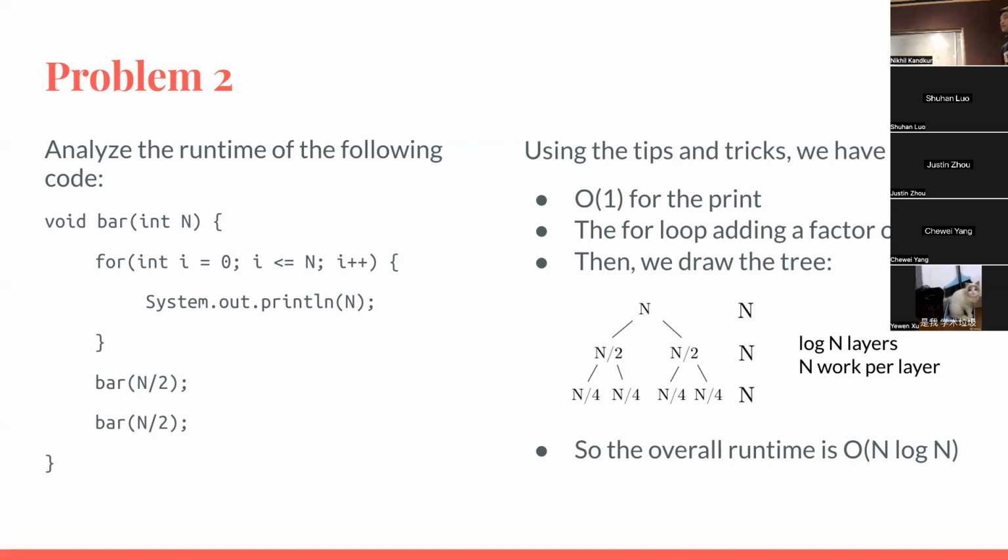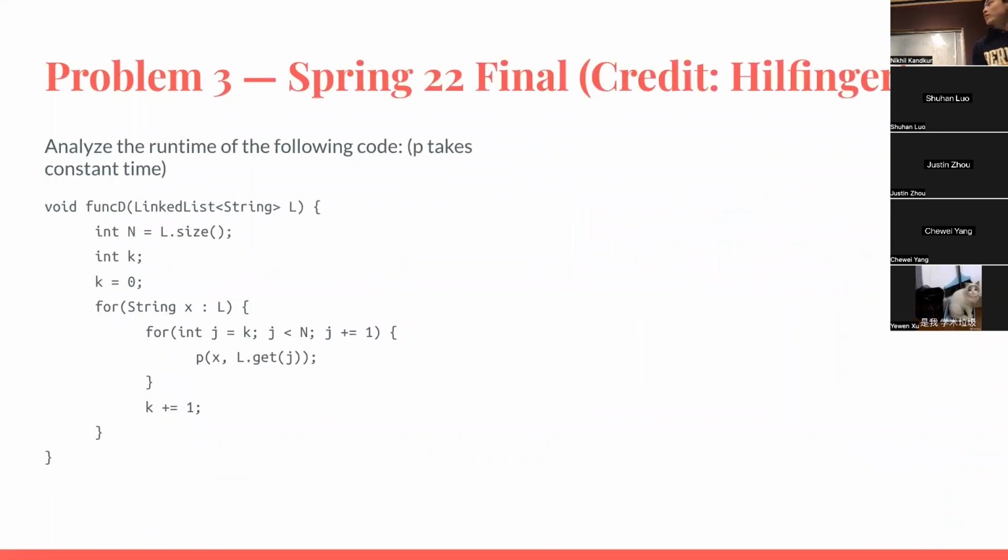All right, so these last two problems kind of gave you some sense of how to use them. So let's see how we can apply these tips and tricks to an actual exam problem. This next problem is from the spring 22 final, and credit goes to Paul Hilfinger for this question. He asked to analyze the runtime of the following code, assuming that P takes constant time, and all the linked list functions take time as expected of linked lists.